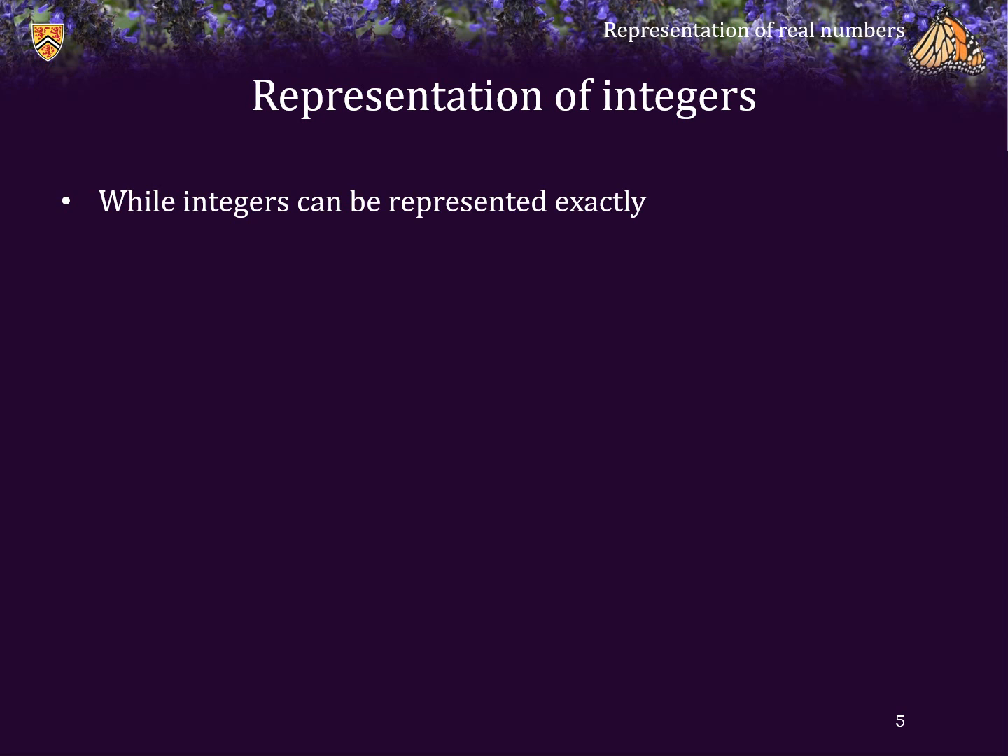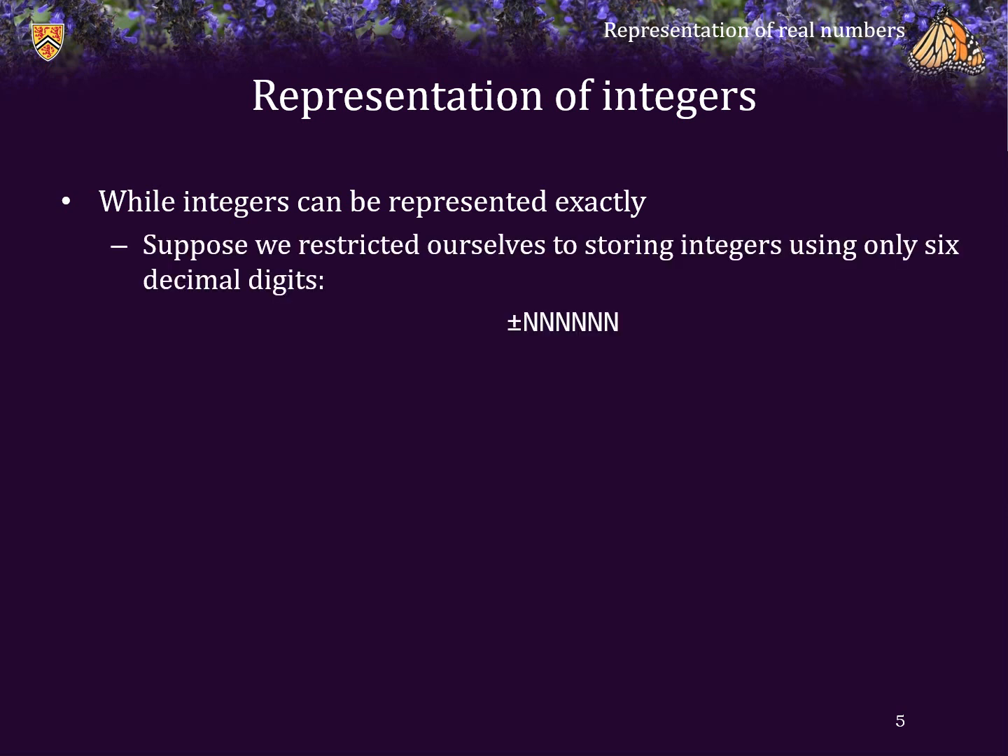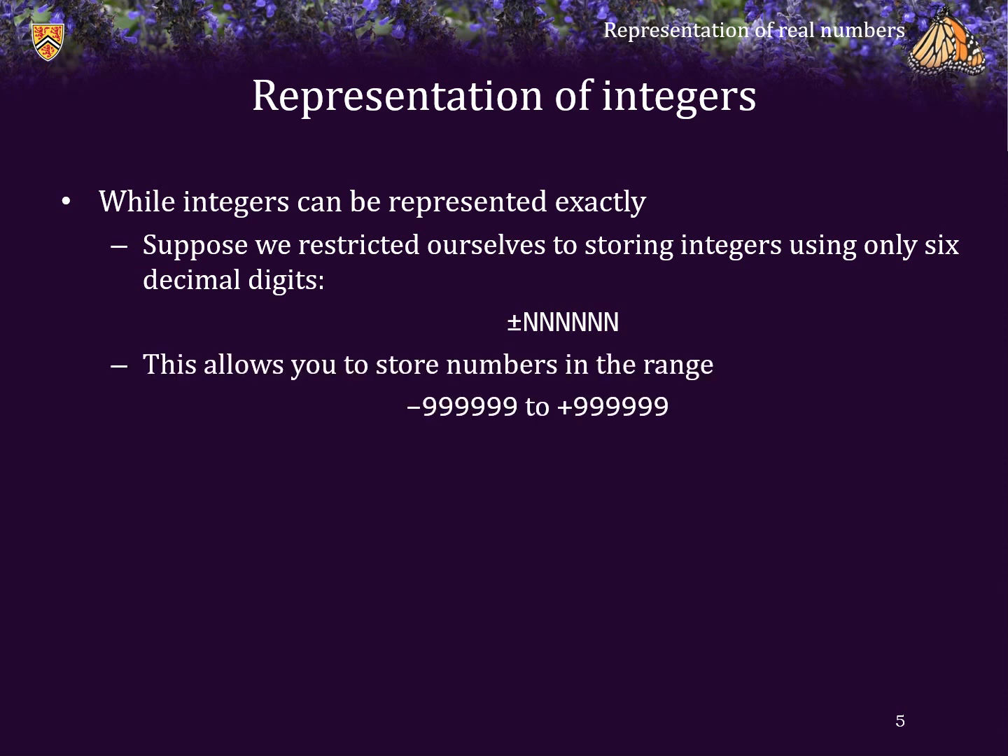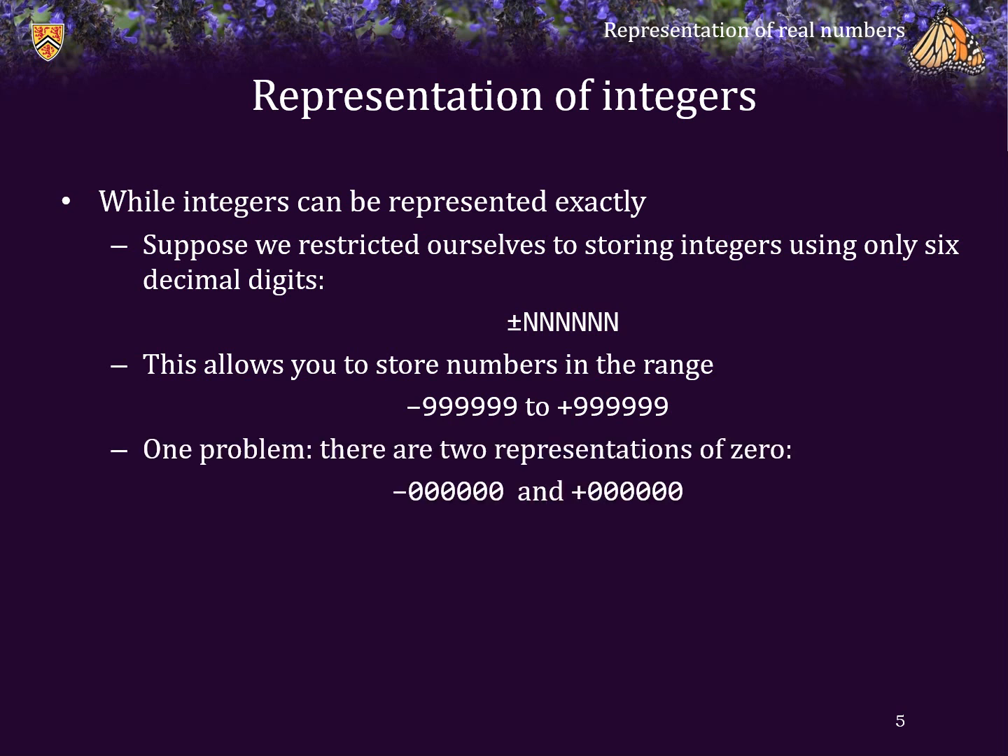Unlike integers, which can be represented exactly, real numbers cannot. But integers can be represented exactly. So, suppose we wanted to restrict ourselves to storing integers using only 6 decimal digits. We could have a sign bit and 6 subsequent digits. This could allow you to store numbers in the range from approximately negative a million up to a million, minus 1. Now, there is one problem with this representation. We do actually have 2 separate representations of 0.